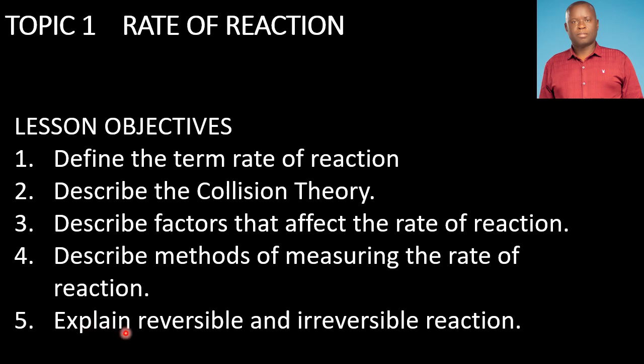Later on, at the very end, we are going to look at the two types of chemical reactions and relate them to the topic, rate of reaction. Some reactions are reversible, meaning that they go back and forth, forward and backwards, and there are others which do not go back and forth. They are unidirectional, they go in one direction, so we'll look at this and relate it to the topic of rate of reaction.